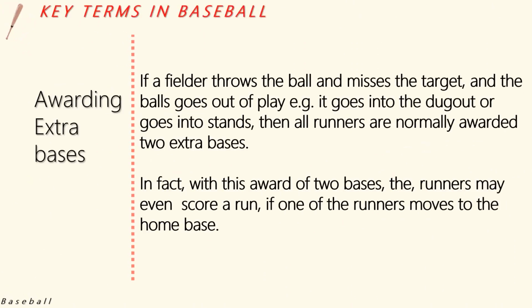Awarding an extra base to the runners, you can compare it with the overthrow situation in cricket. In cricket, if fielders throw the ball at the wicket and miss, it is up to the batsman to run and score extra runs. They are not automatically credited the runs. But here in baseball, they are automatically allowed to go to the next base, and this is a situation when a fielder throws the ball and misses the target and the ball goes out of play.